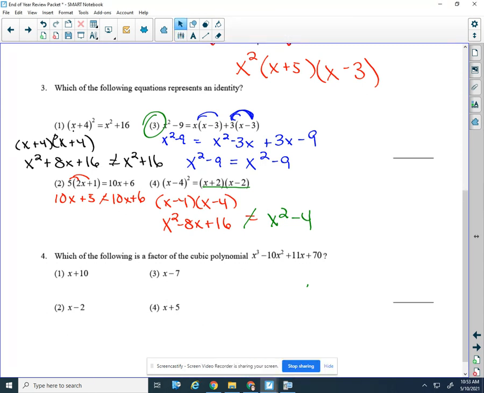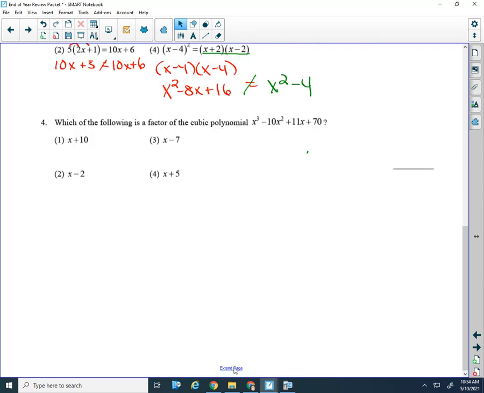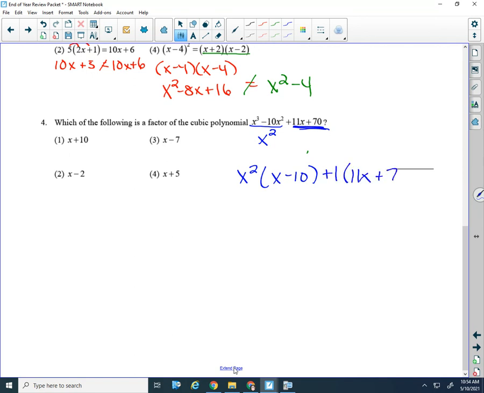And number 4, which of the following is a factor of the cubic polynomial x to the third minus 10x squared plus 11x plus 70? If I tried to factor this, I would use grouping and I would take out an x squared and I'd have x minus 10. And then over here, the only GCF that I can think of is a 1. Well, that isn't helping us because these two things are not the same. So in this case, factoring will not help.